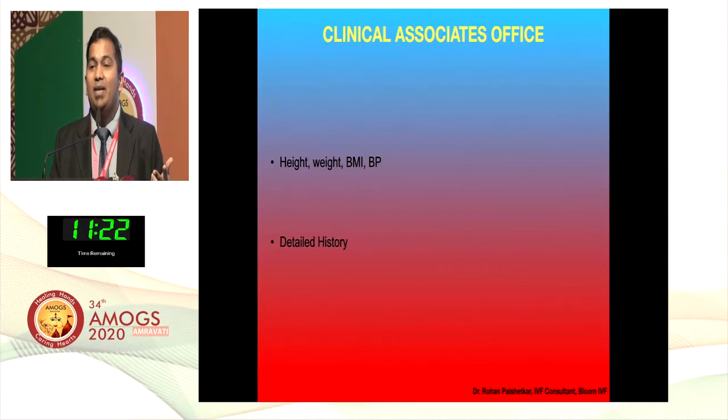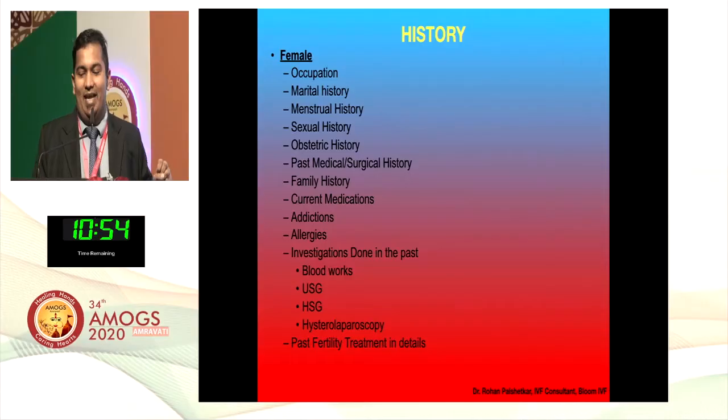So what is the job of your clinical associate? And if you don't have a clinical associate and you're the only one in your team, the first thing you want to do is check the height, the weight, the BMI and the blood pressure, and take a detailed history. Why are height, weight and BMI important? In case you're considering this patient for ovulation induction, timed intercourse, an IUI or an IVF, the BMI is one of the factors which will decide the dosage of the hormones you're going to give the patient. So it's very important that you start with the basic investigations, which include your physical examination.